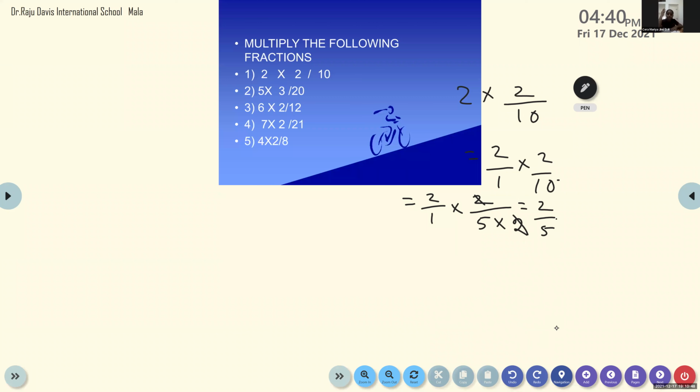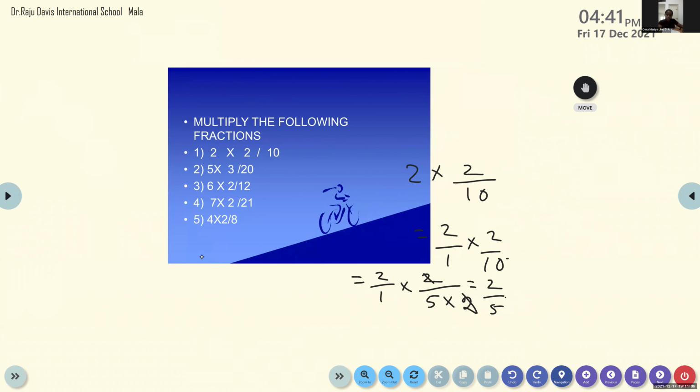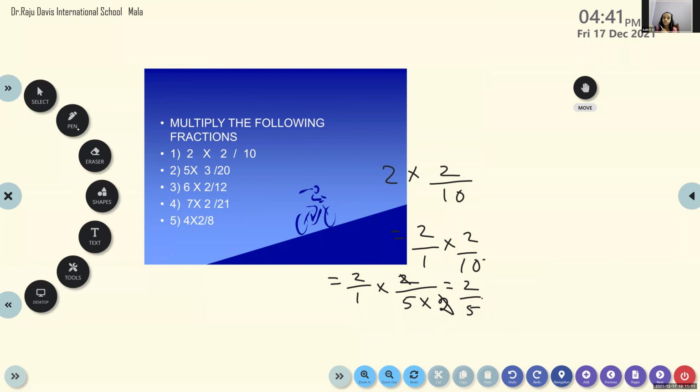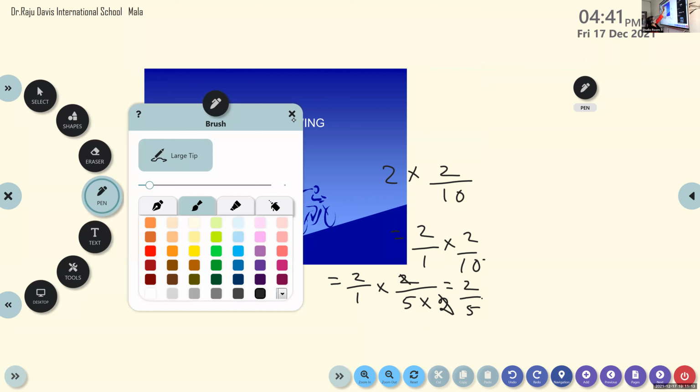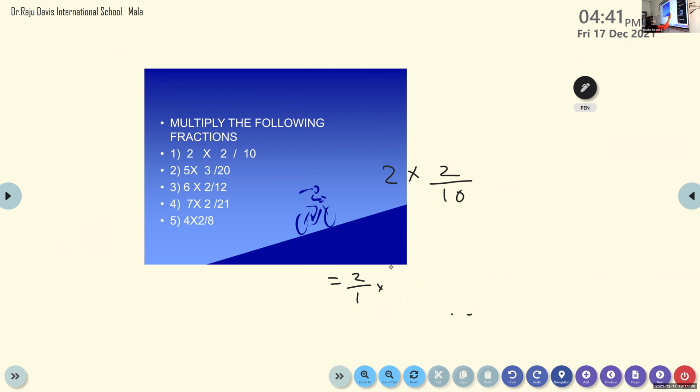Ma'am, I got the answer. What is the answer? Ma'am, I got 2 by 1, ma'am. 1, it will not come because 10 is there. 10 means you have to write it as 5 into 2. So the answer is 2 by 5. 5 is remaining in the denominator. 2 is remaining in the numerator. So 2 by 5. Here 1 is there. Here 1 into 5 is there. That's all. So 2 by 5.